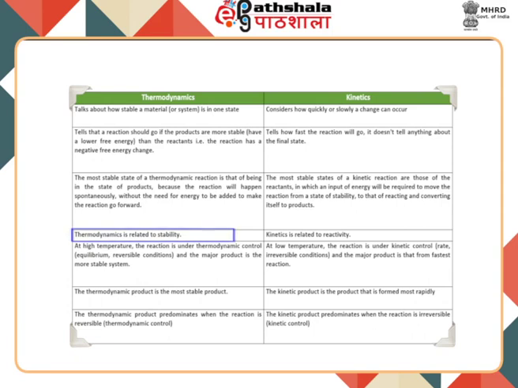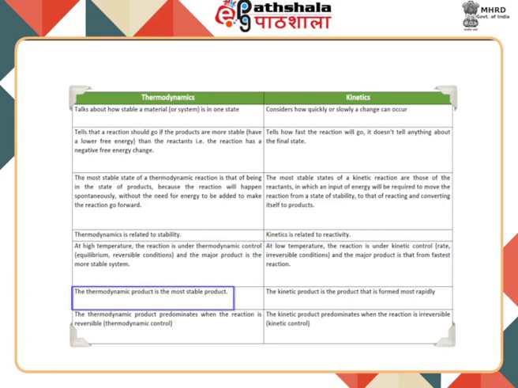Thermodynamics is related to stability, however, kinetics is related to reactivity. At high temperature, the reaction is under thermodynamic control, equilibrium or reversible conditions, and the major product is the more stable system. Whereas at low temperature, the reaction is under kinetic control, rate or irreversible conditions, and the major product is that from the fastest reaction.